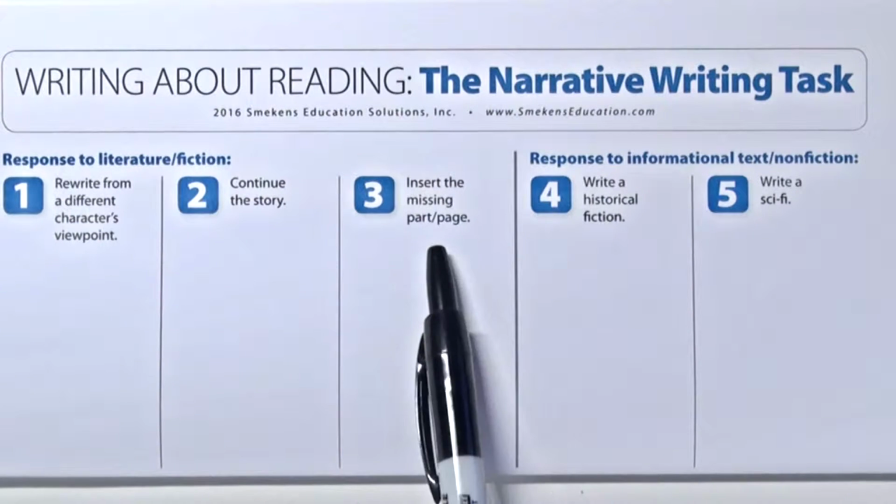And here is a third type. After reading the original text, students may be asked to go back and insert the missing part or page or section to the text. For example, after reading something short like a picture book, The Big Orange Splot, students might have to go back and insert a page where 2 pages seem to move pretty quickly in time.